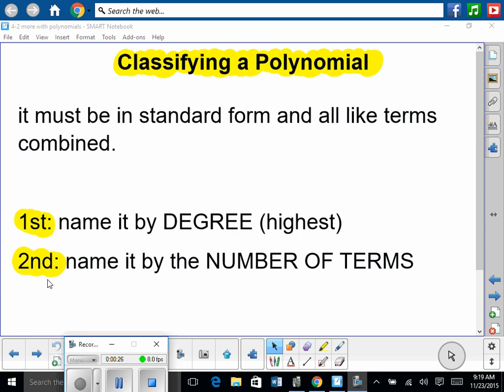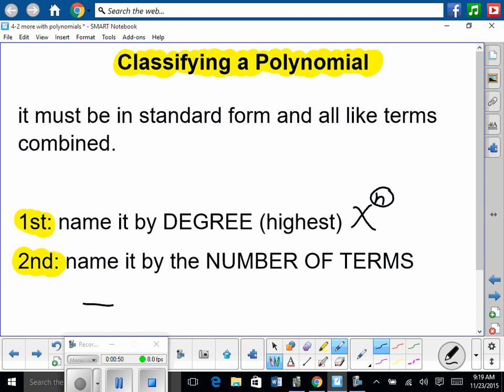And it has two names. The first name that you give it will depend on the degree. And we always look at the highest degree. Degree meaning, for example, x to the nth power. We're going to be looking at the highest degree. That's the only one that matters. And then the second name. So a polynomial has two names. First name by degree, and then the second name is by the number of terms.